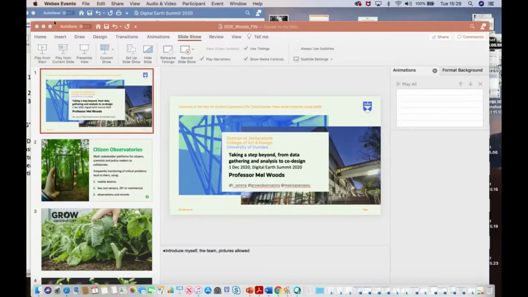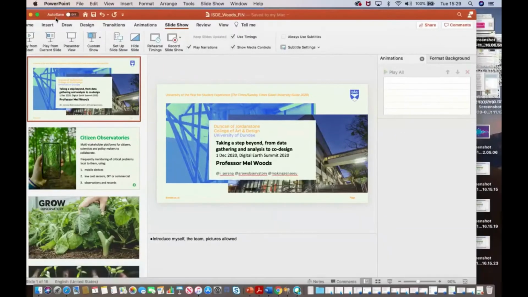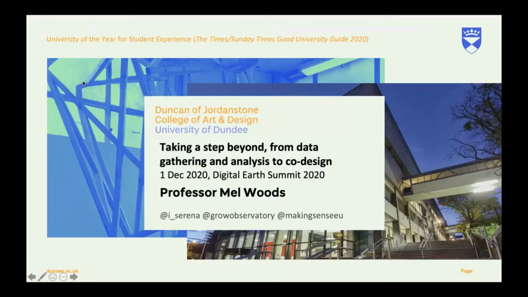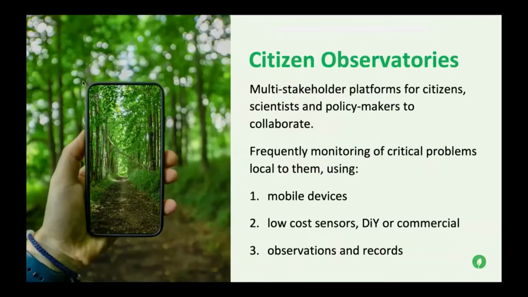Okay. So, yeah, my name is Mel Woods. I'm going to be talking a little bit more around taking a step beyond data gathering and analysis and into co-design. So collaborative design means designing a multi-stakeholder platform of citizens and policymakers to collaborate together and frequently monitor critical problems that are local to them, but also relevant on a global scale.